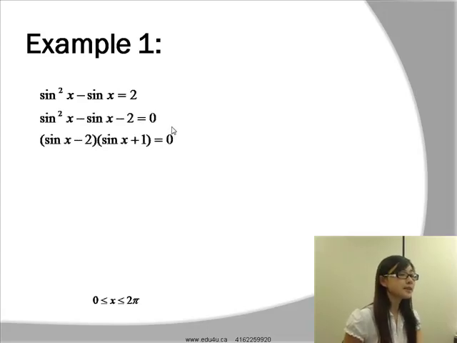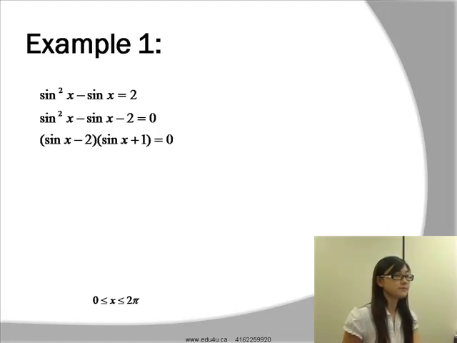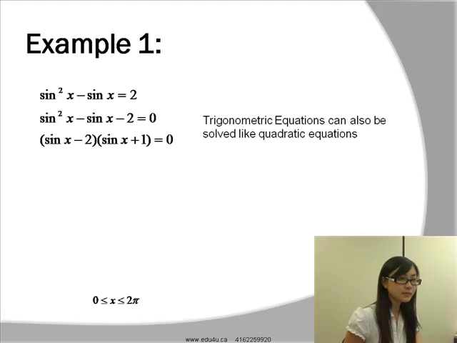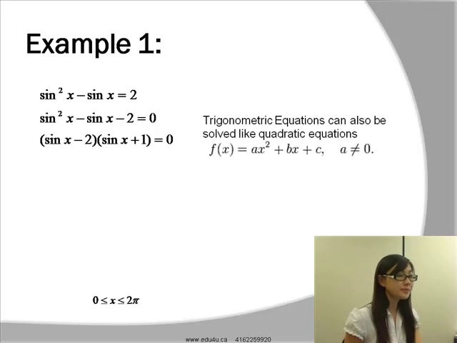First, what we do is we subtract 2 from both sides of the equation, so we can make the other side 0. Well, the first part of the equation is a quadratic trigonometric equation. So a trigonometric equation can also be solved like a quadratic equation. Let me refresh your memory of what a quadratic equation is.